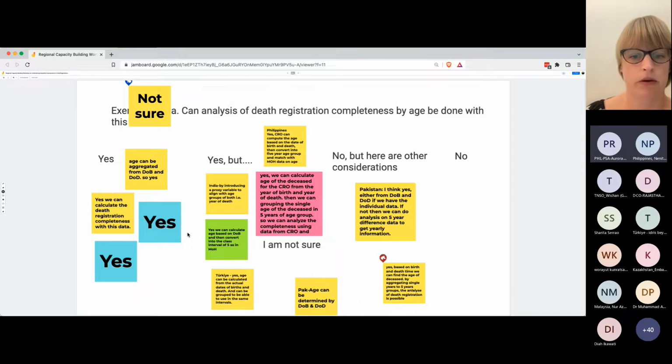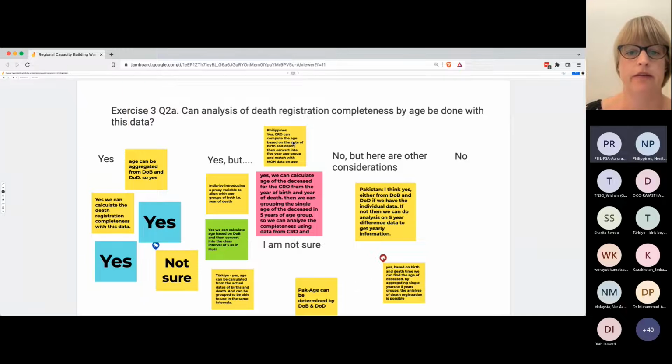the Philippines worded it quite nicely. So yes, the civil registry can compute the age based on the date of birth and death, then convert into 5-year age groups, and that will align with the Ministry of Health data. And that's pretty much what everyone said here, which is exactly correct. So yes, it is possible to do it by age. They would just need to recode into a different variable. So fantastic.